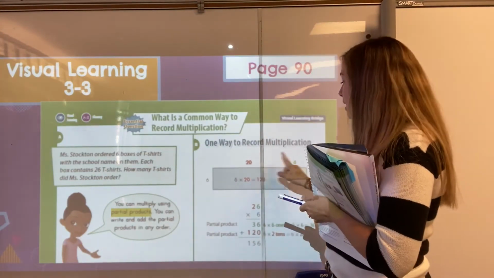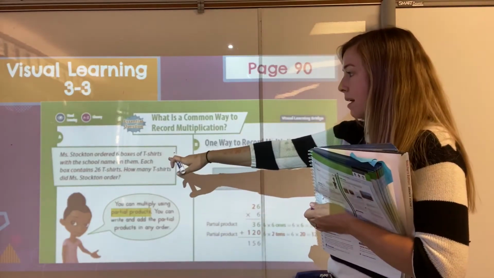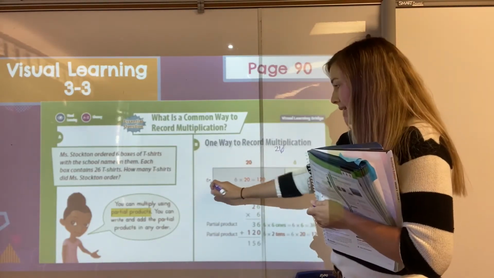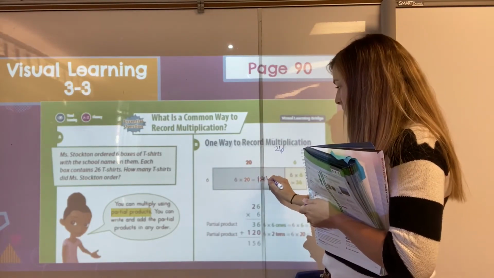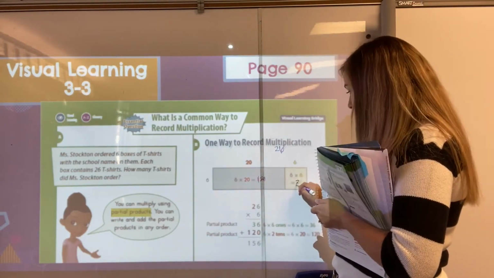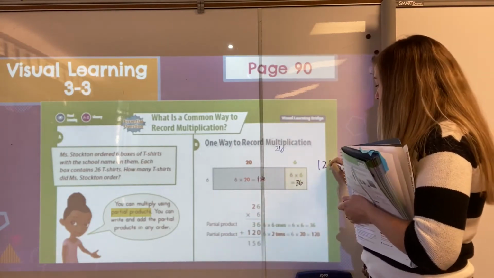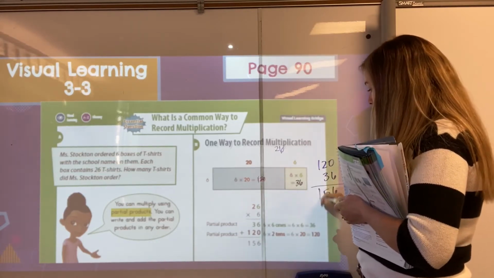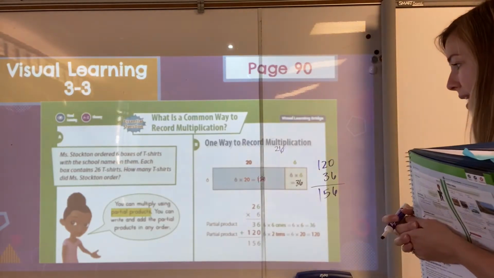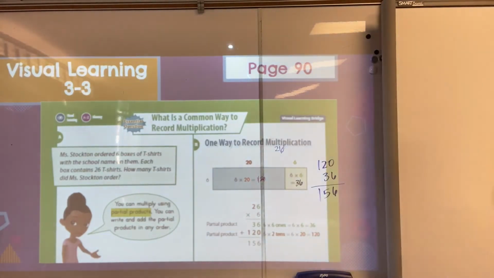So we have our 20 and our 6, because this is the 26 t-shirts times the 6. So they did 20 times 6 to get 120. And then 6 times 6 to get 36. And then they added together 120 and 36, and they got 156. So they added together those partial products to get their answer.